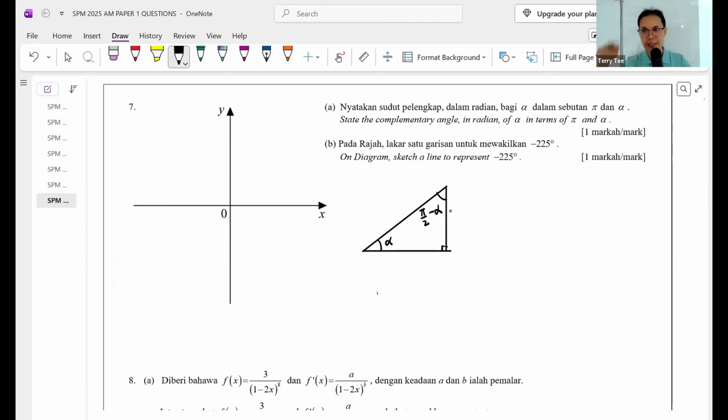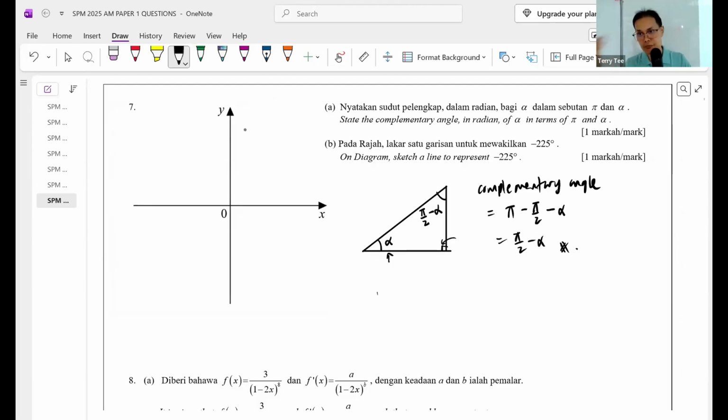Why pi over 2? Because total interior angle for a right angle triangle is in degrees 180, in radian is pi. So the complementary angle: total interior angle is 180 in degrees, in radian is pi. You minus another pi over 2. Where does this pi over 2 come from? From your right angle. Then you minus your alpha, because this angle is alpha. You get pi over 2 minus alpha. Like I said, in degree, we say 90 minus alpha. In radian is pi over 2 minus alpha.